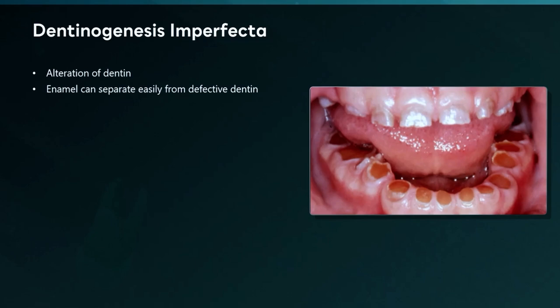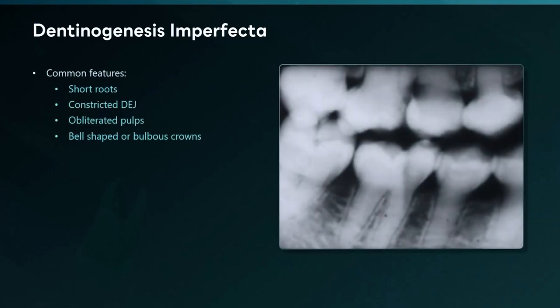Just like amelogenesis imperfecta, dentinogenesis imperfecta is inherited as an autosomal dominant trait and also causes disturbances in the Bell stage of tooth development. So dentinogenesis imperfecta has some common radiographic features. Some of these include short roots, which we can see here. We also can see a constricted DEJ, which we notice here. An obliterated pulp chamber. You can notice how we cannot trace the pulp chamber here. And bulbous or bell-shaped crowns, noticed here.